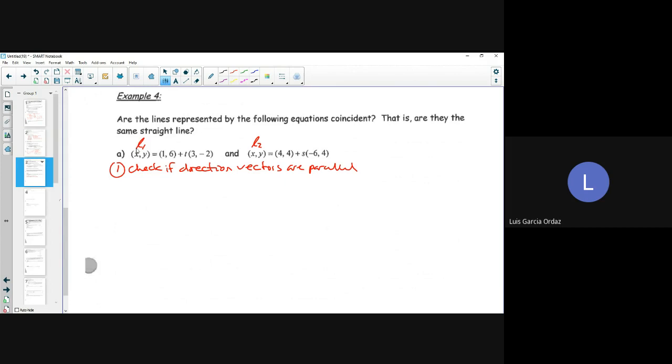So I need to find out if one vector is a scalar multiple of the other. So I have my first direction vector d1 equal to (3, -2), and my direction vector 2 is equal to (-6, 4). So what we notice from here is my second direction vector is equal to -2 times the first direction vector. Because they are scalar multiples, the lines can be coincident.